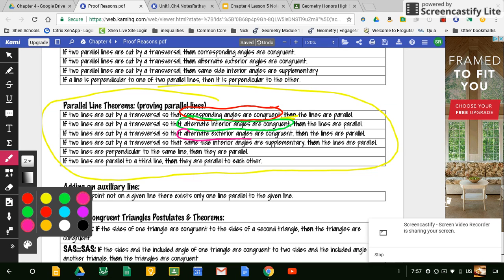Alternate exterior angles are congruent, then the lines are parallel, or same side interior angles are supplementary. Remember that one, supplementary, not congruent. There are two more, but these two we're not going to really use until we get a little bit further in the proof. We aren't really dealing with perpendicular lines yet.